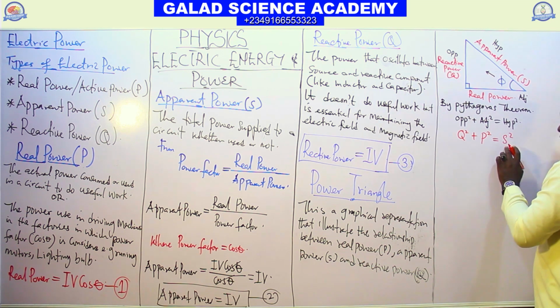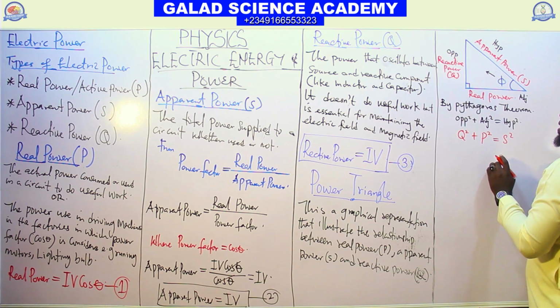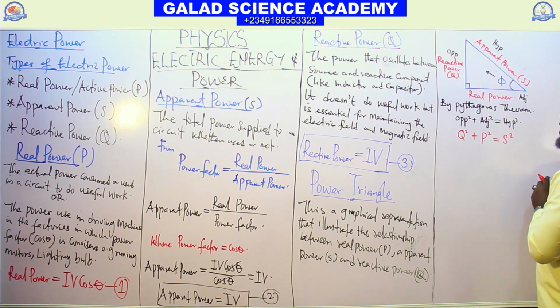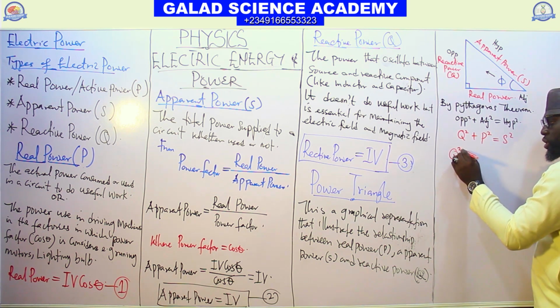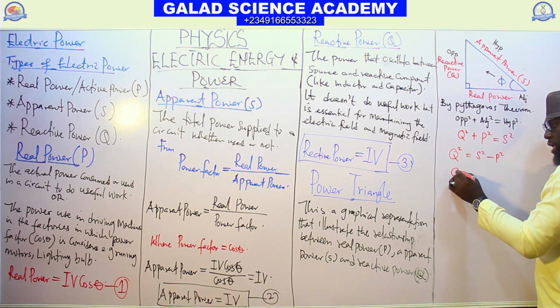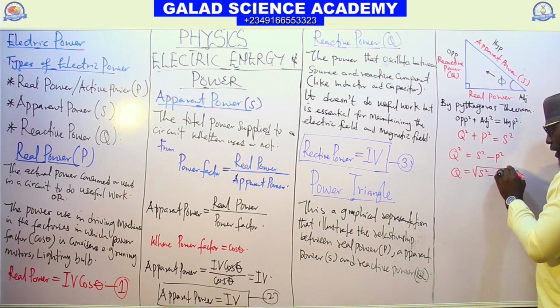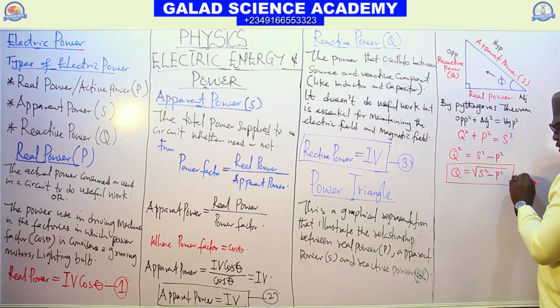So if you are looking for the X, which is apparent power, or let me say you are looking for the Q, reactive power. Q square equals S square minus P square. Q will be square root of S square minus P square. This is the formula for reactive power. Let me call it equation 4.